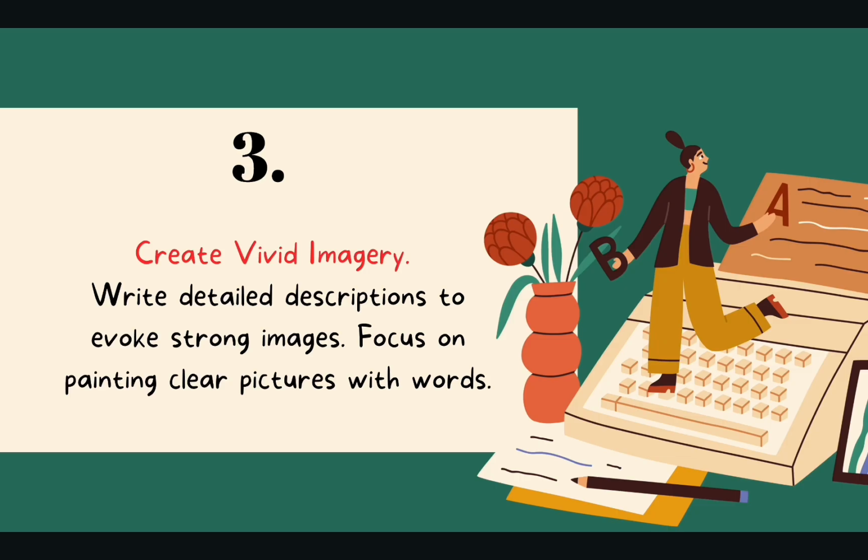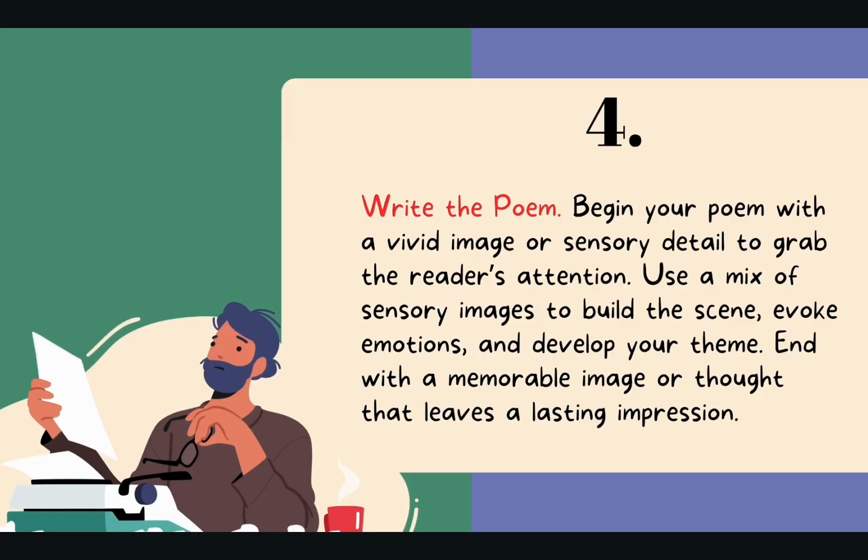Next, create vivid imagery. Write detailed descriptions to evoke strong images. Focus on painting a clear picture with words. Then, write the poem. Begin your poem with a vivid image or sensory detail to grab the reader's attention. Use a mix of sensory images to build the scene, evoke emotions, and develop your theme. End with a memorable image or thought that leaves a lasting impression.